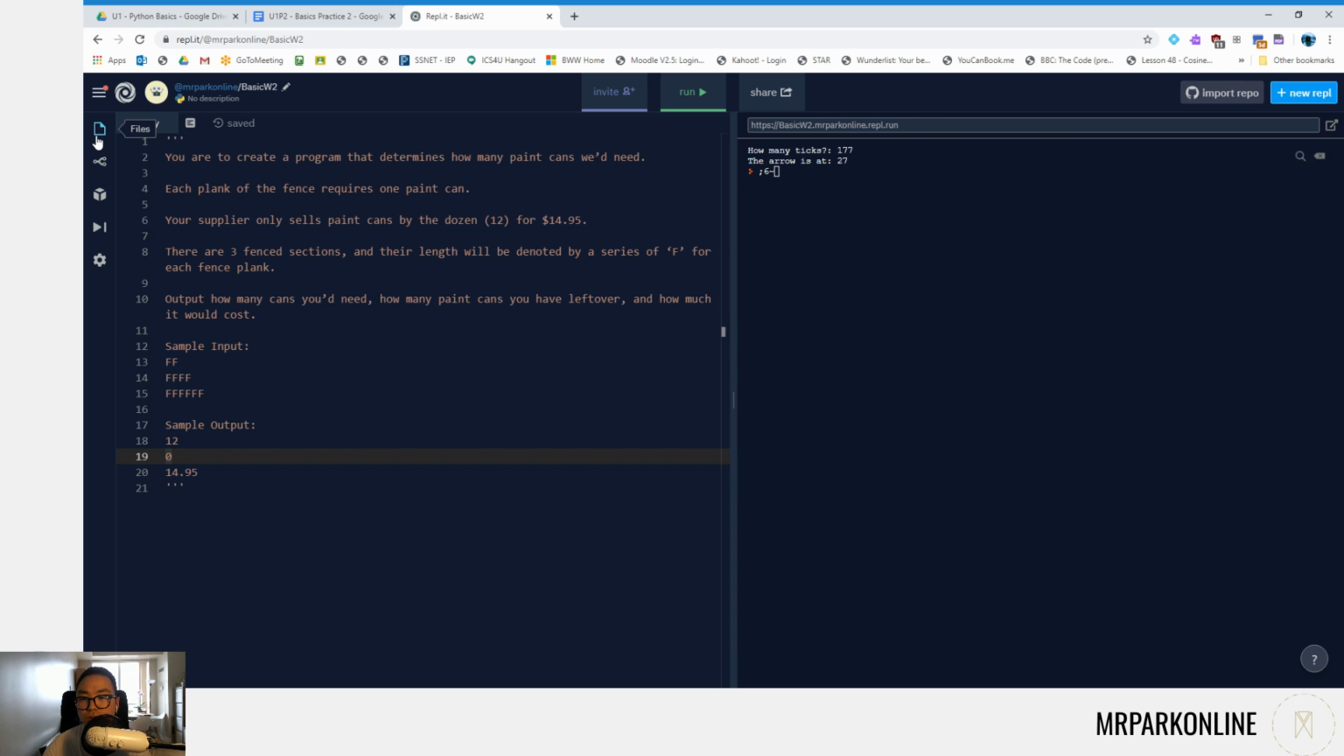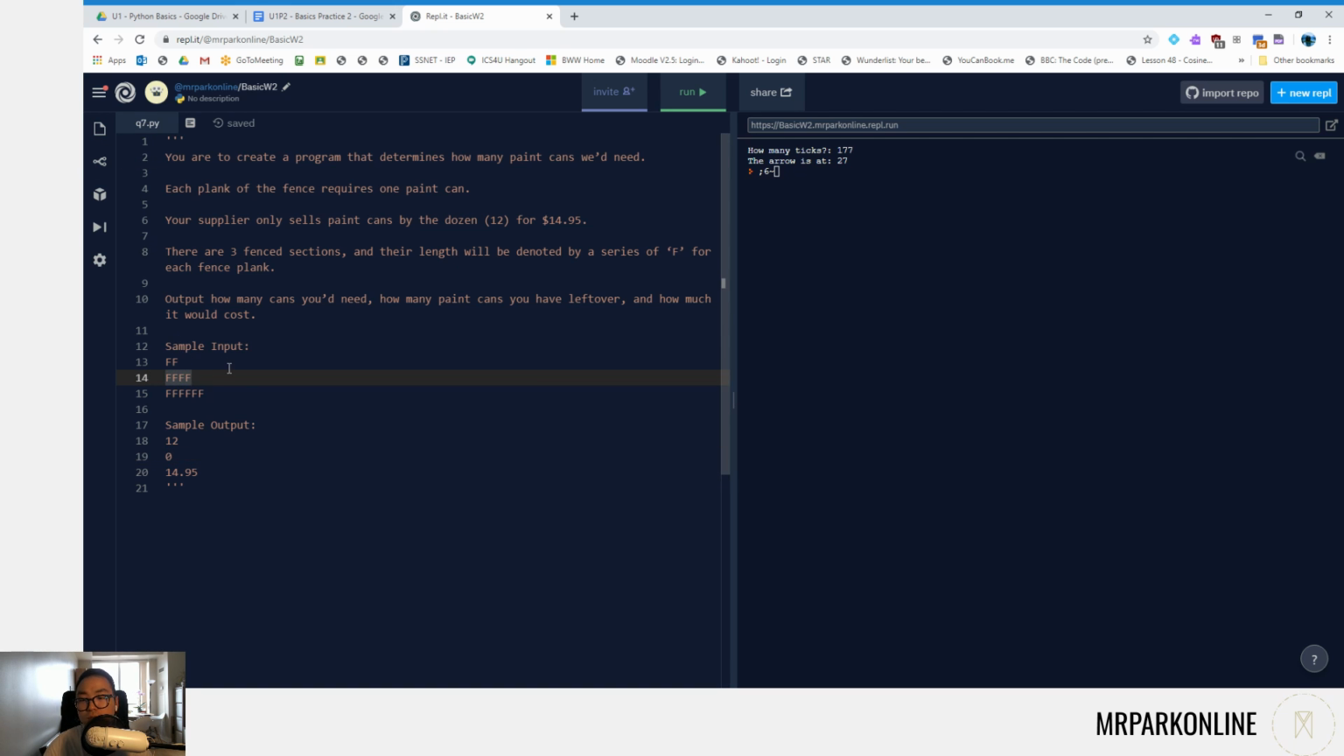In this question, you are to create a program that determines how many paint cans we need. Each plank of the fence requires one paint can. However, your supplier only sells paint cans by the dozen, which is 12, for $14.95. There are 3 fence sections, and the length of each fence will be a series of letter Fs, denoting each fence plank. We're going to output how many cans we need, how many paint cans we have left over, and how much it would cost in total.